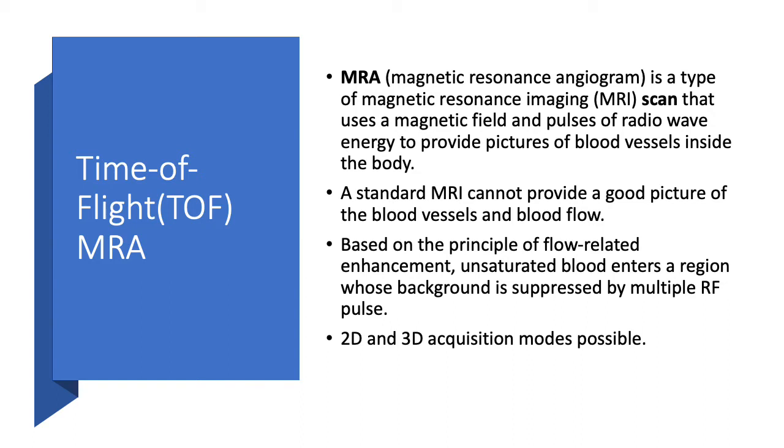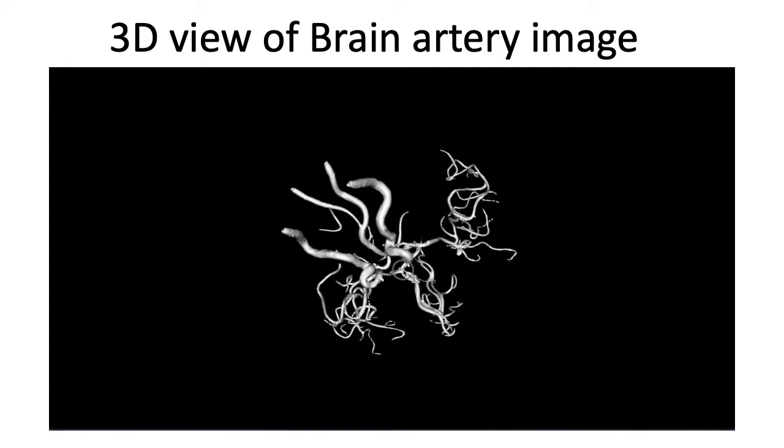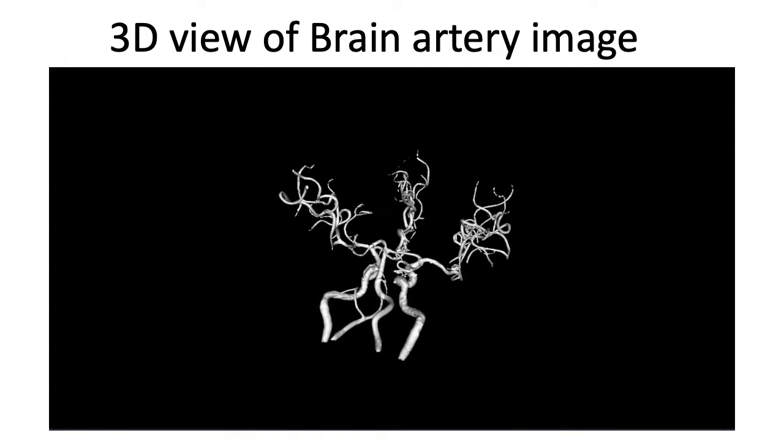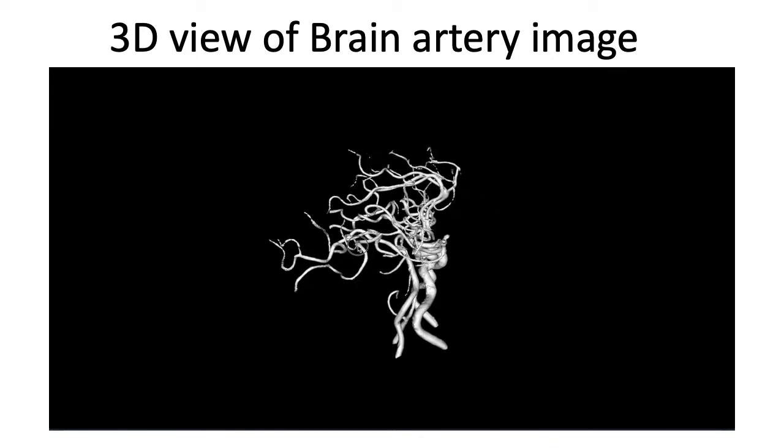The standard MRI doesn't give a good picture of blood vessels. MRA, or TOF MRA, is based on blood-flow-related enhancement, which generates a better image of blood vessels. Here I will show you an example of an MRA image of the human brain. Aneurysms can happen on any part of the artery wall.